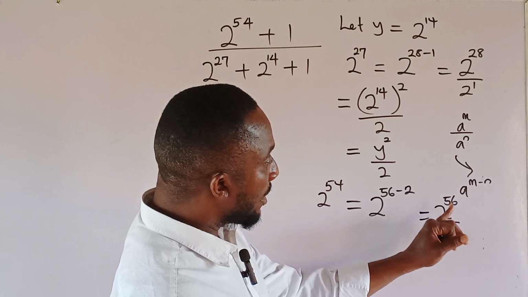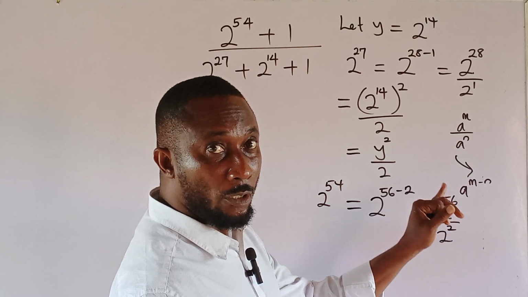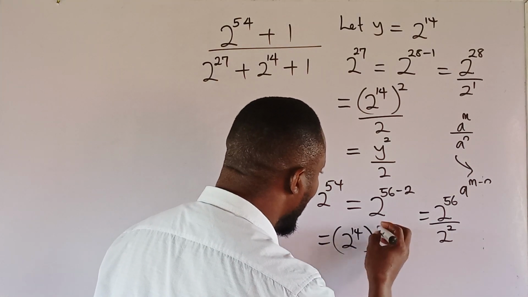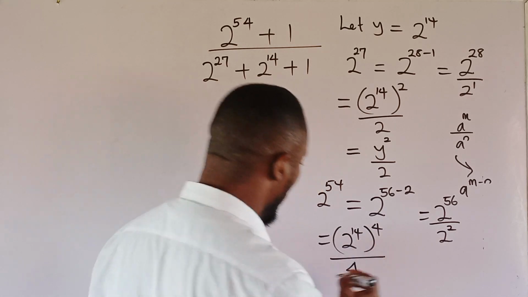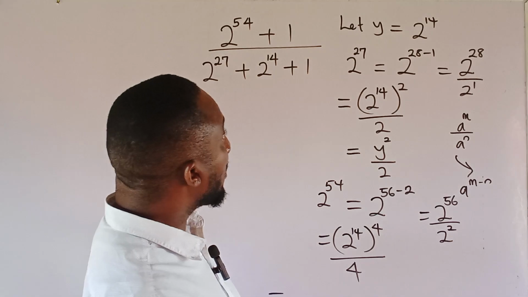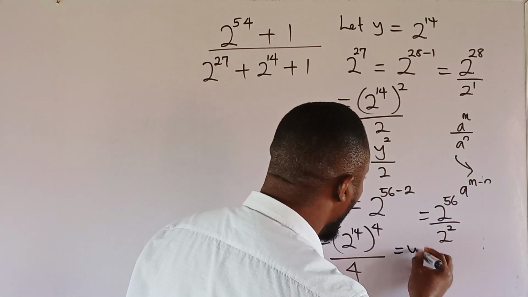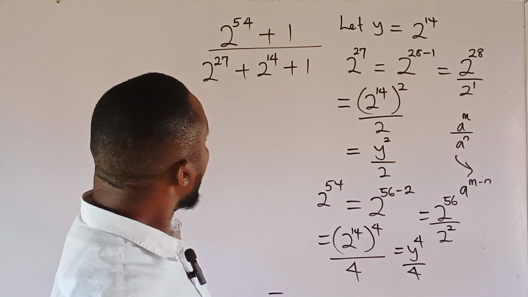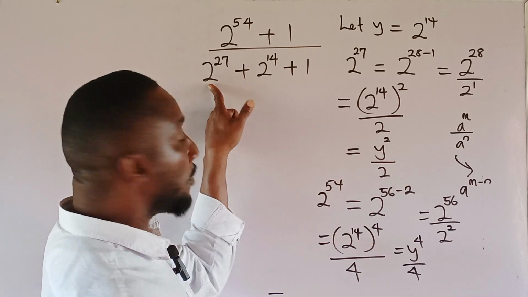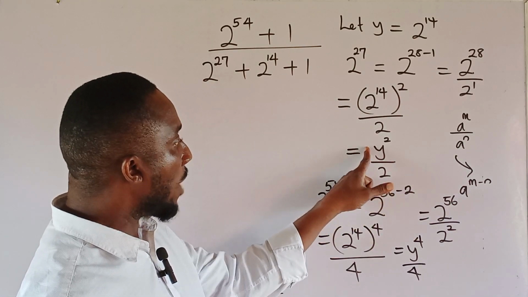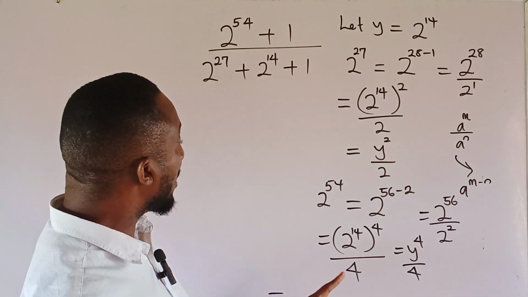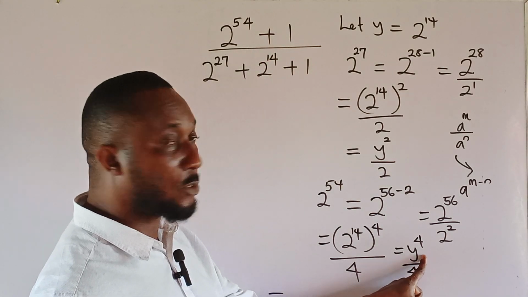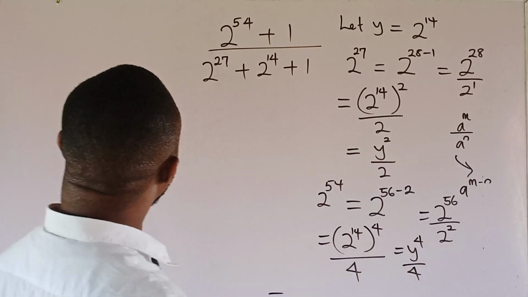Then I can also write 2 to the power of 56 in terms of 2 to the power of 14. So that's going to be 2 to the power of 14 raised to the power of 4, all upon 4. And again, 2 to the power of 14 is y. So this gives us y to the 4th all upon 4. Now, in the expression, in place of 2 to the power of 27, we shall use y squared upon 2. In the same vein, in place of 2 to the power of 54, we shall use y to the 4th all upon 4.